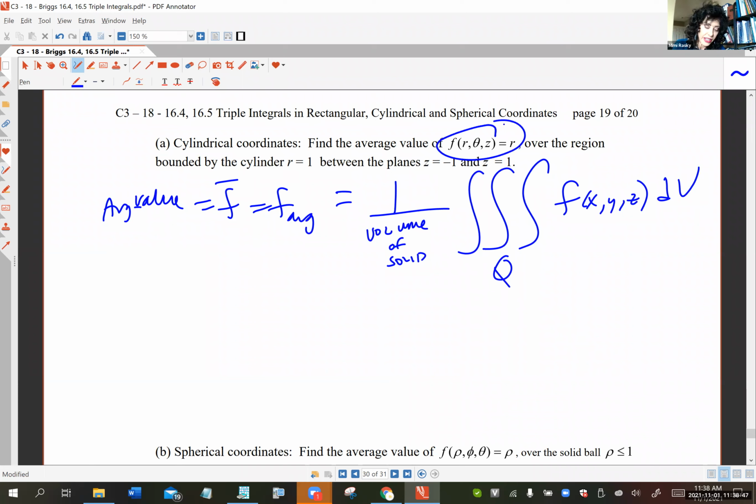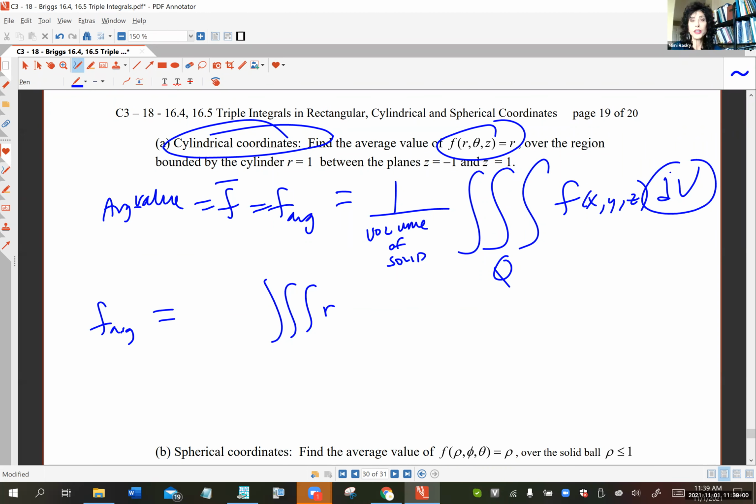Okay. And they're giving the average value to you and they want cylindrical coordinates. So you're going to go, all right, F average is, and then you'll go like this, you go R, and then the volume element for cylindrical is R dz dr d theta. And of course, you'd want to multiply these powers of R into a single power of R. Now, what about the region of integration?